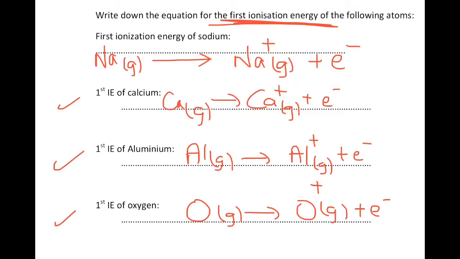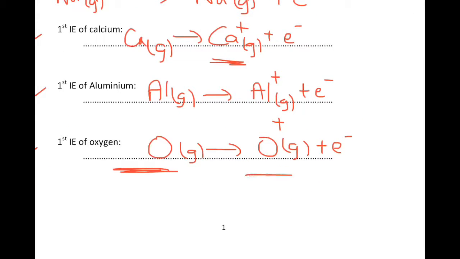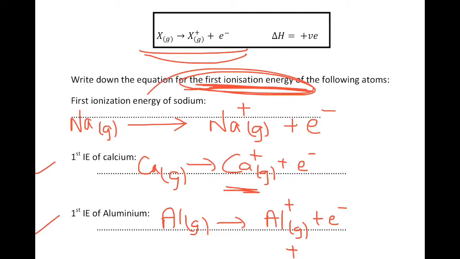So these are the answers. Calcium has valency 2, but still it's producing Ca+, because we are doing first ionization energy. We're removing 1 electron. Oxygen, even if it is a non-metal, is still forming O+, because we're removing 1 electron. We're talking about first ionization energy.